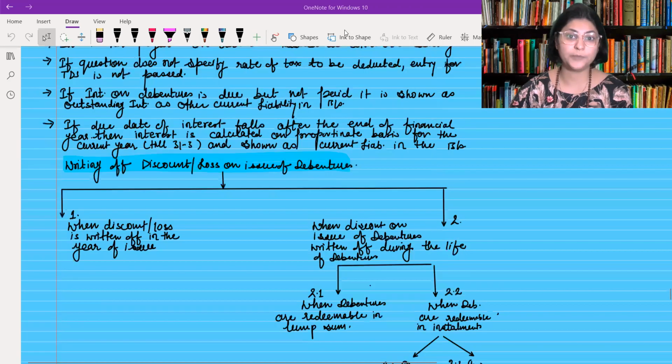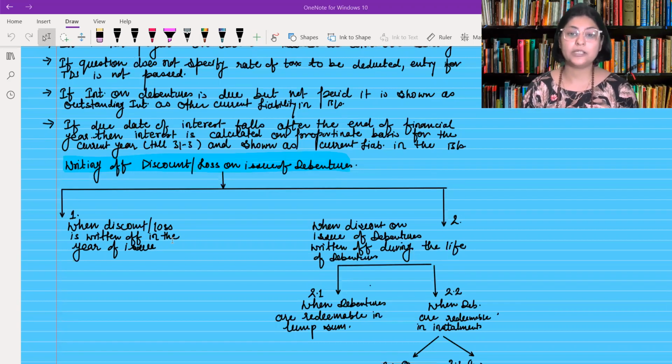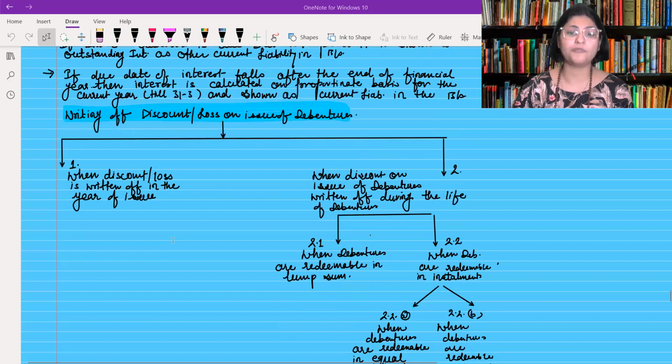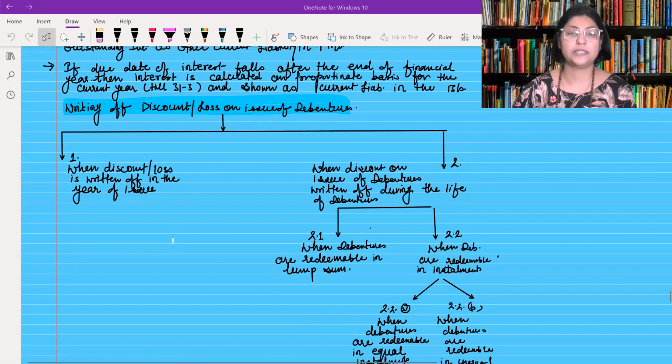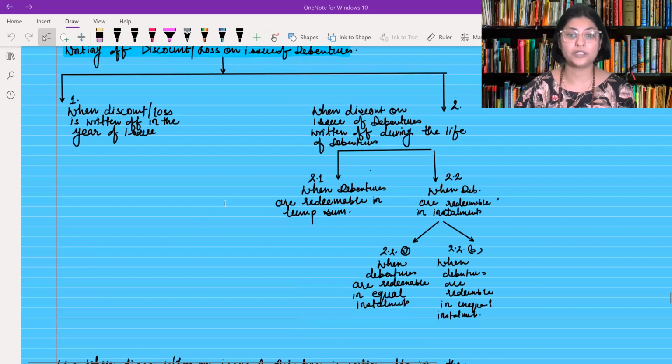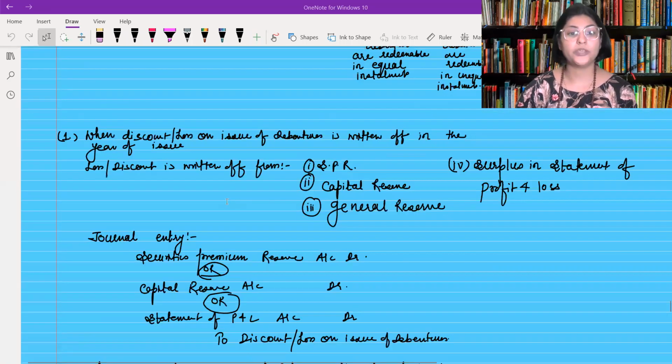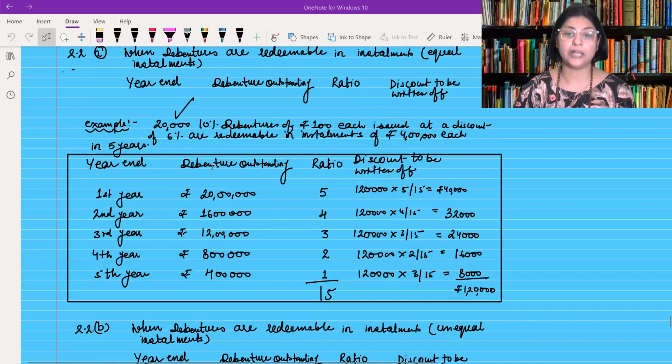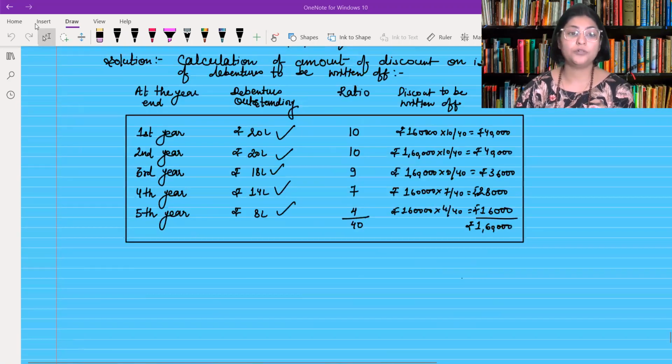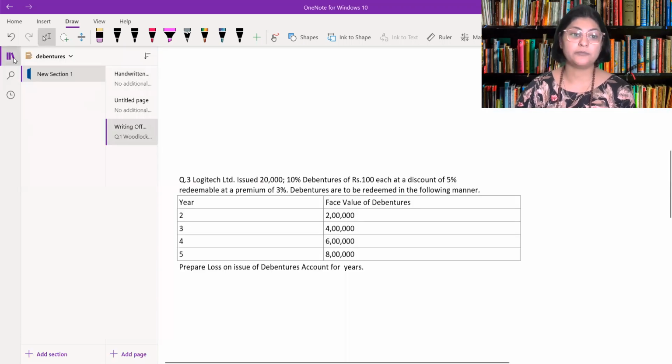So you can see over here, for writing off discount on issue of debenture, we have: when discount or loss is written off in the year of issue itself, how do we deal with it? Then when discount or loss on issue of debenture is to be written off over the life of debentures, how do we do it? And if debentures are to be redeemed in lots, that can be equal or unequal lots, then how do we make the ratio and deduct it? For all this, whatever we have done till last, we will see how to do the questions related to it. Let us see what are the different types of questions based on this.